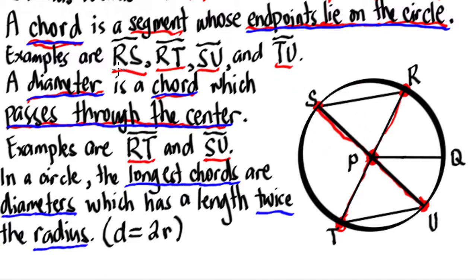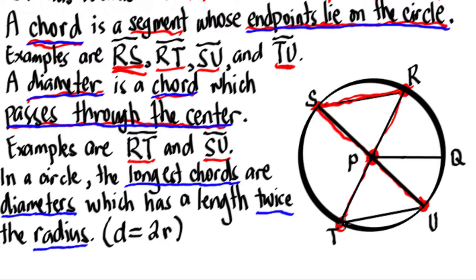Compared to RS, look at RS or SR. It's a chord, yes, but it's not a diameter because it doesn't pass through the center of the circle, which is point P. So it's just a chord. It's not a diameter.